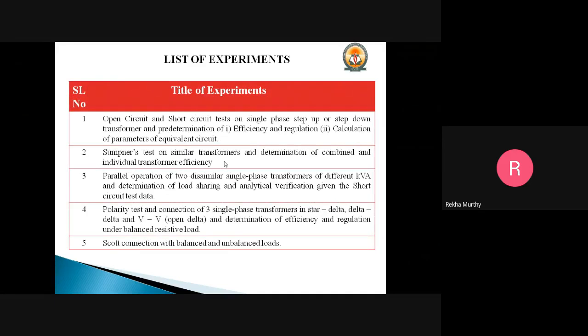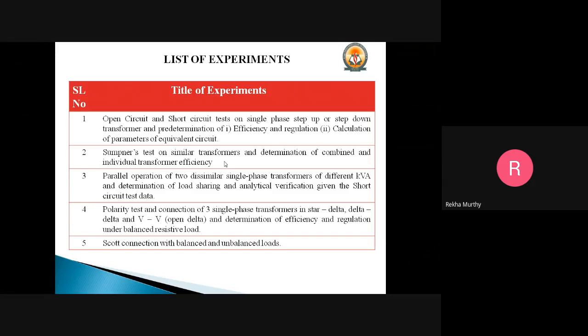The first experiment is open circuit and short circuit test on a single phase step up or step down transformer, and predetermination of the efficiency and regulation, as well as the calculation of parameters of the equivalent circuit. The second experiment is related with the Sumpner's test on similar transformers and determination of combined and individual transformer efficiency.